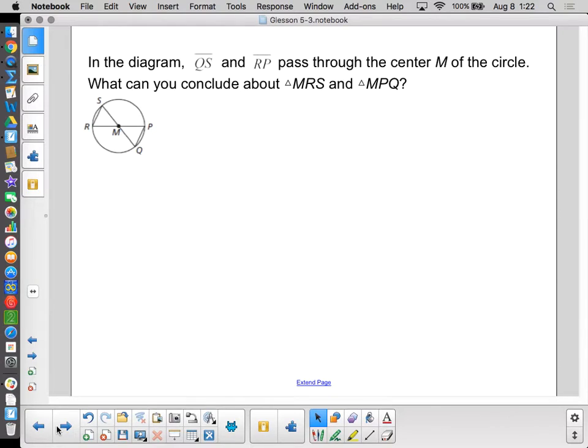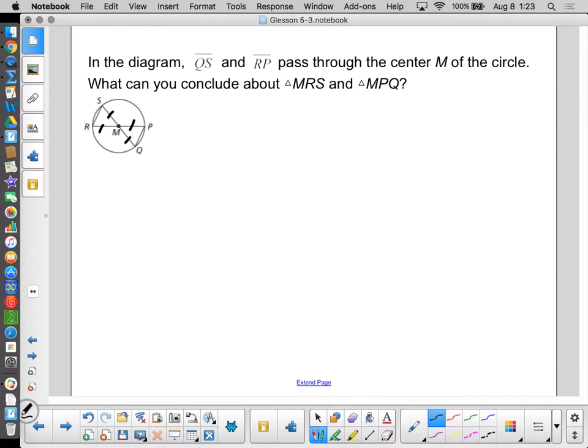In this diagram, QS and RP pass through the center M of the circle. So QS and RP both pass through M. What kind of shape does that make them? A segment that passes through the center but has endpoints on the circle is a diameter of the circle. And MP, MQ, MR, and MS are all what? You're right, those are radii of the circle. Each one is a radius. So I know, for example, since the radius of a circle is a constant, that these two are congruent and that those two are congruent.